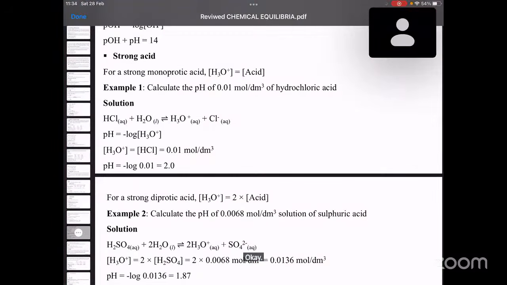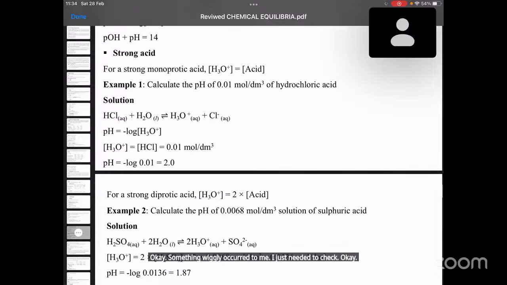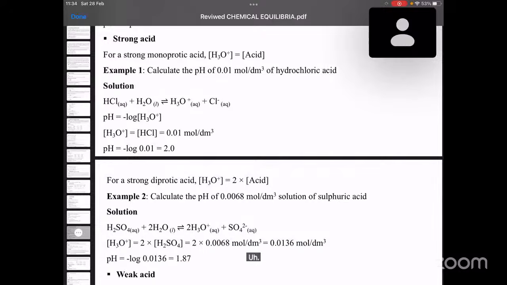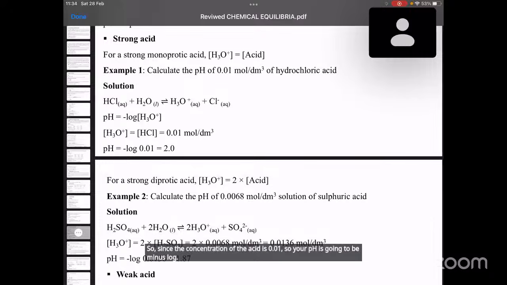Something occurred to me, I just needed to check. Now, all you need to do, because this is just 1:1, the concentration of the acid equals the concentration of the hydrogen ion. So you can just substitute the concentration of the acid for the concentration of the hydrogen ion, and you get your pH. Since the concentration of the acid is 0.01, your pH is minus log 0.01, and that gives you 2.